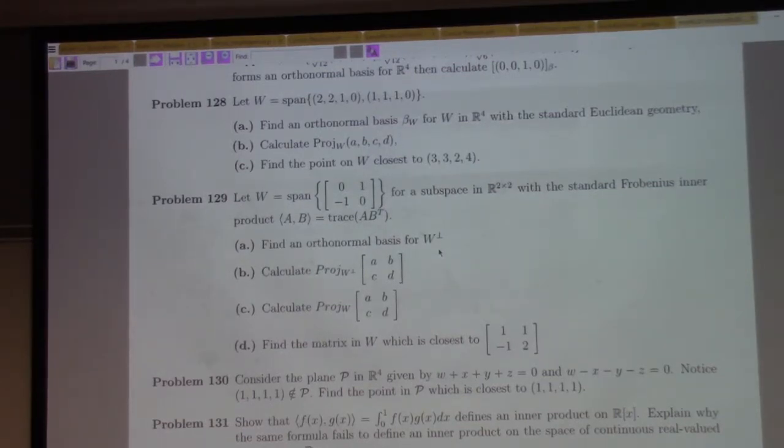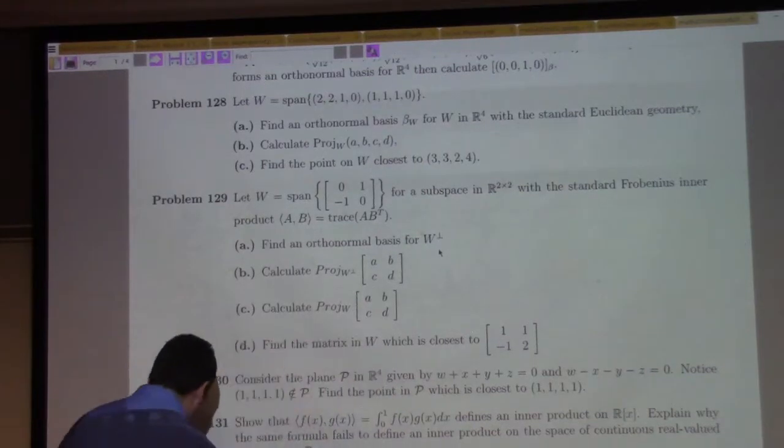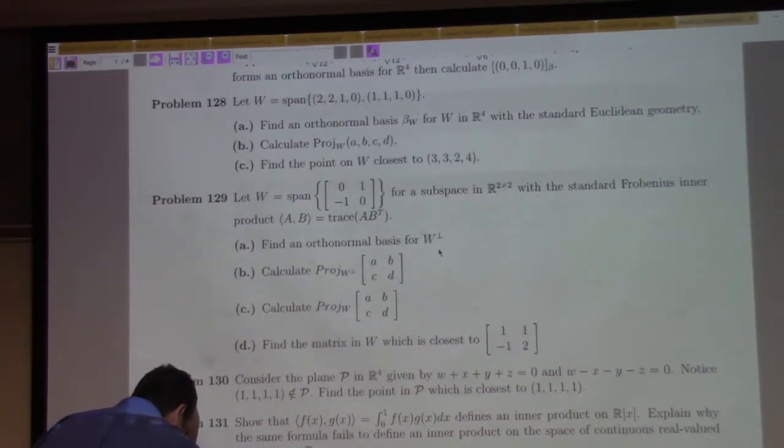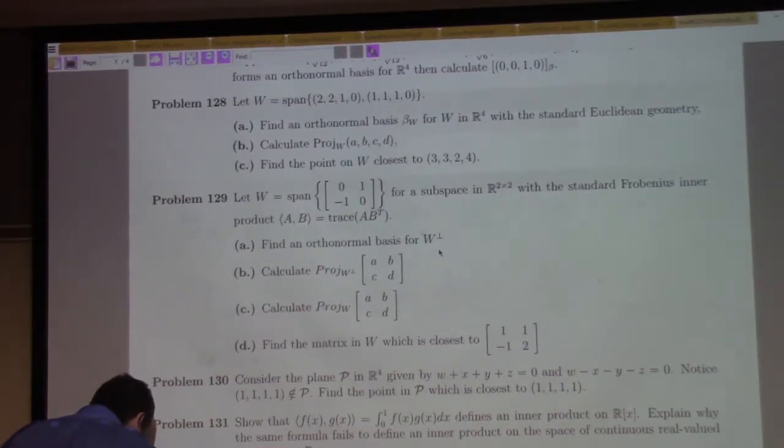The next problem, problem 129, we have a one-dimensional subspace of R2 by 2. That's a 4-dimensional backdrop, right? That means that the perp to W is 3-dimensional. Find an orthonormal basis for W perp. Well, that better be 3-dimensional. I don't think you can do the perp thing here. You can't do the null space of S transpose because it's not column vectors. So you have to fall back on base principles, right? What does it take to be in the perp of W? Let's say A, B, C, D is in the perp of W. What does that mean?